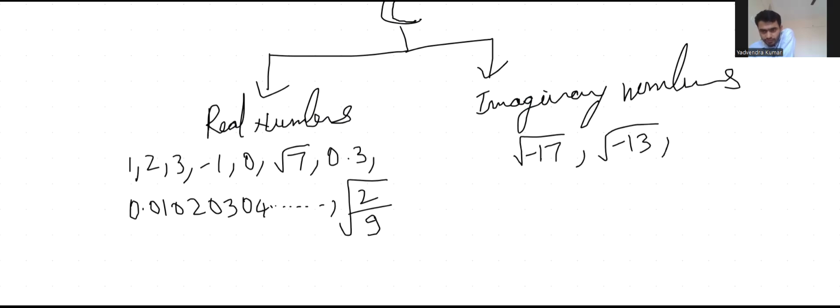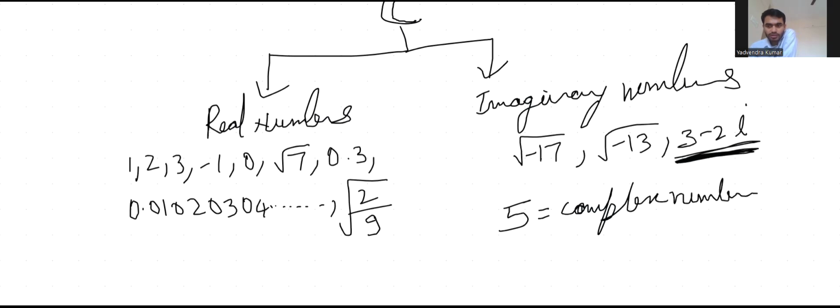So if you look at the complete number 3 minus 2 iota, it's an imaginary number. Of course, it's a complex number, but in complex numbers, this is an imaginary number. What about 5? Is 5 a complex number or not? Yes, 5 is a complex number.